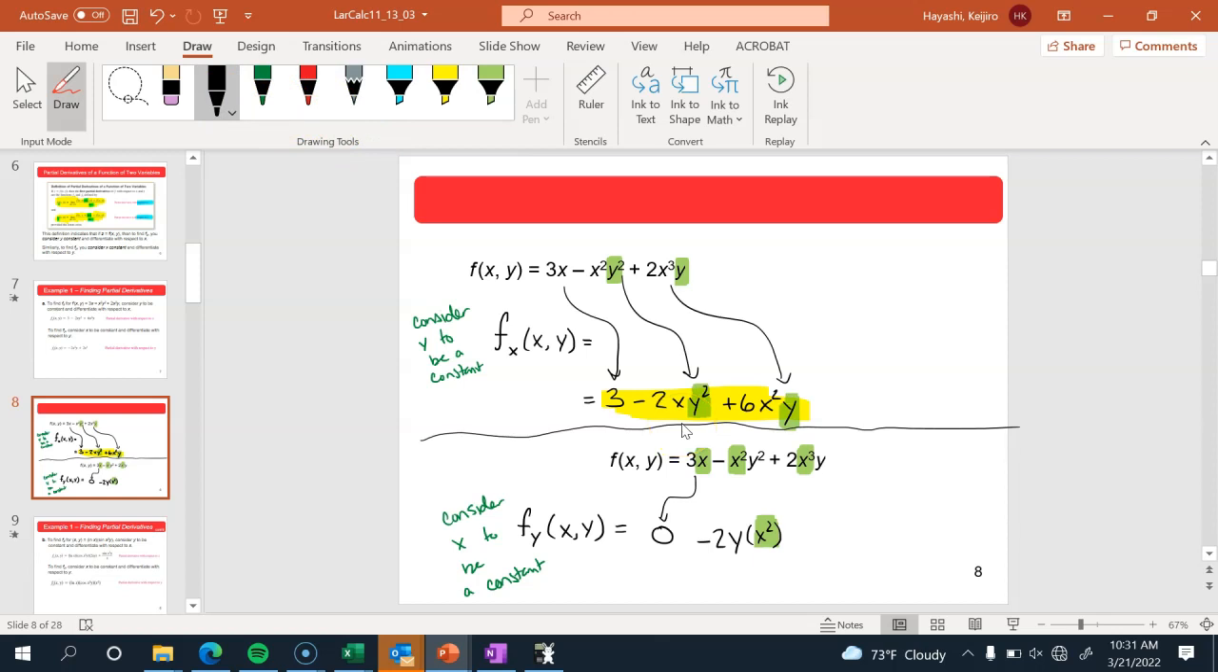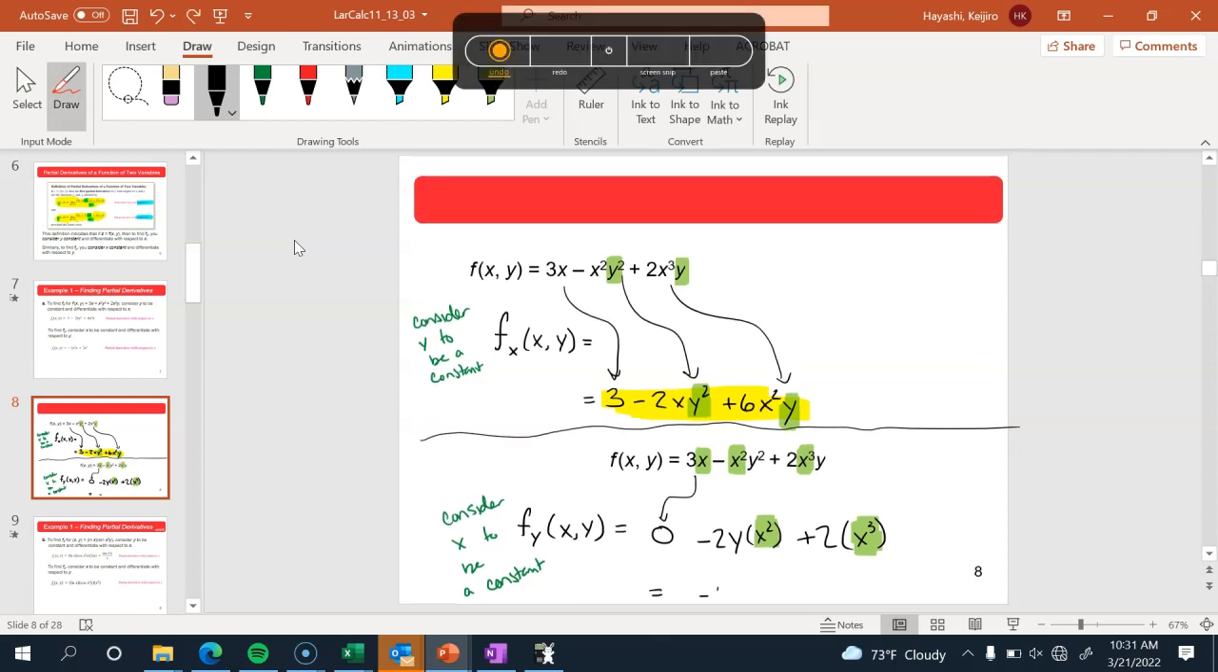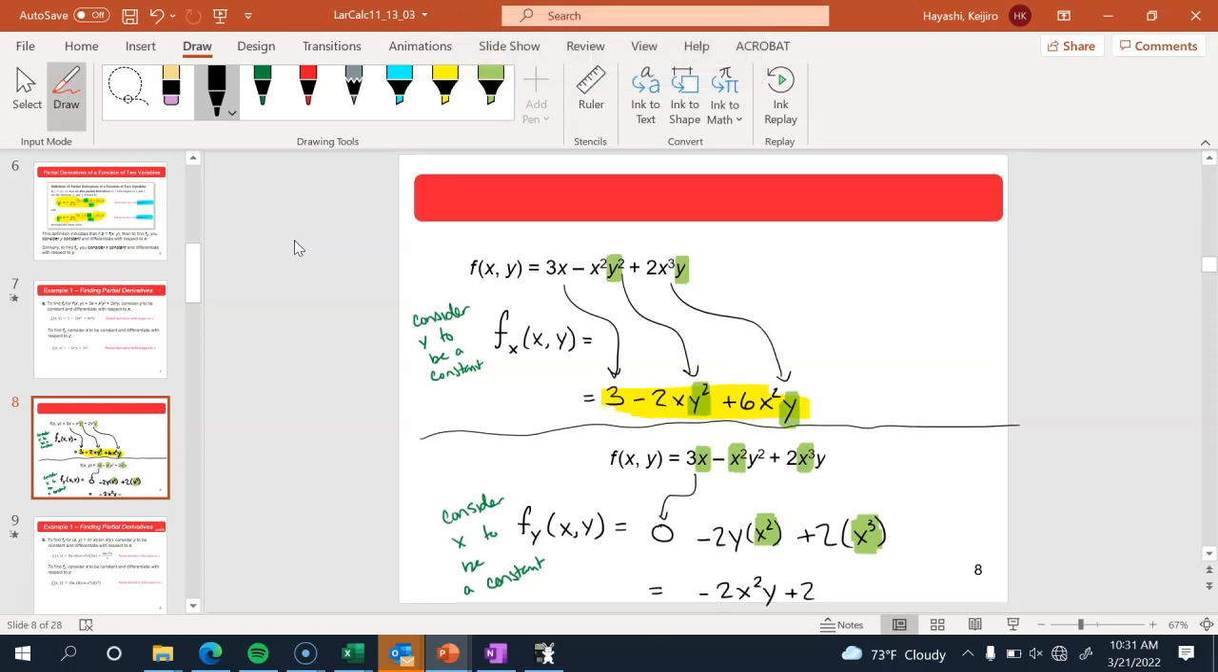And this last term, 2x cubed y, x cubed is a constant. All we have is 2x cubed because the derivative of 2y is just 2. And we still have that x cubed just hanging around because it's a constant in this case. So what we have is negative 2, if you wanted to reorder it to be all nice, negative 2x squared y plus 2x cubed.